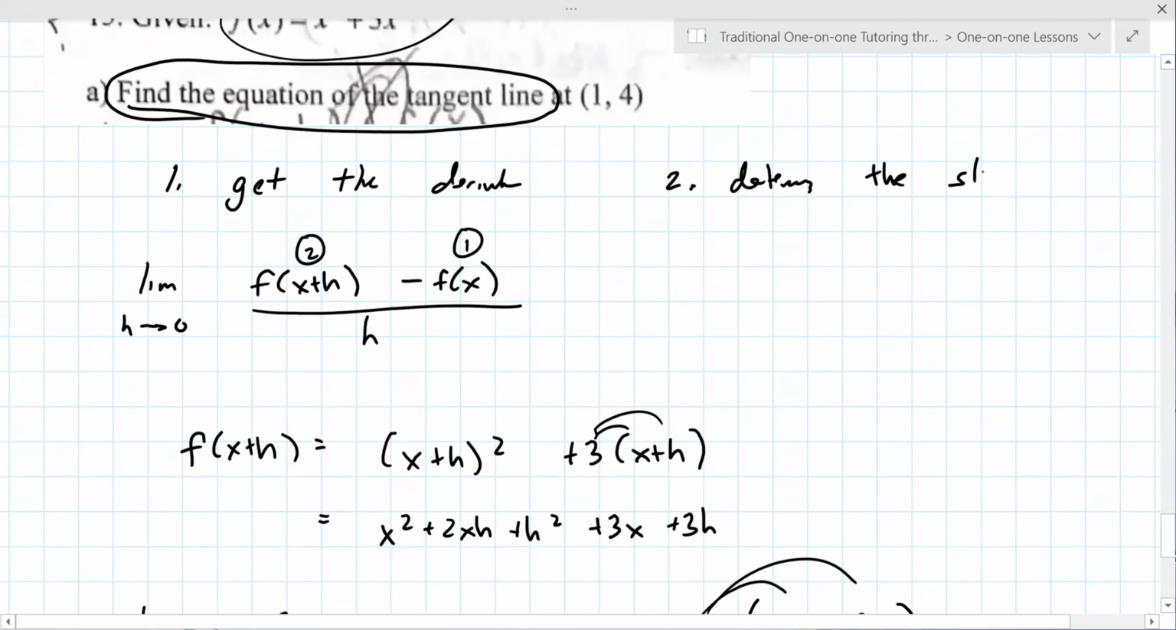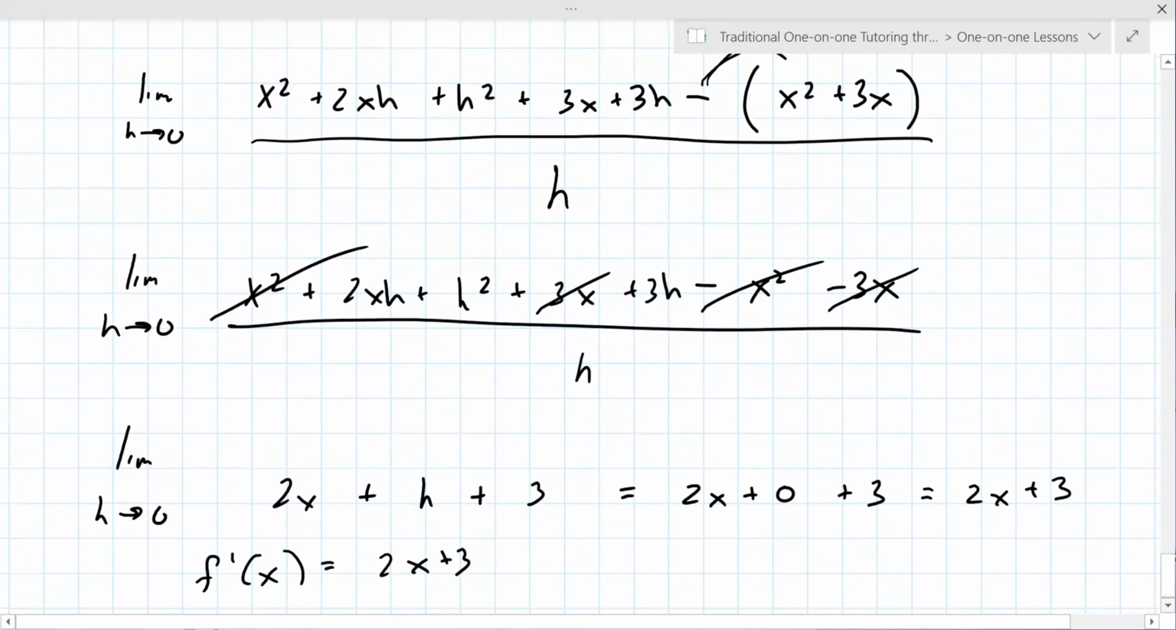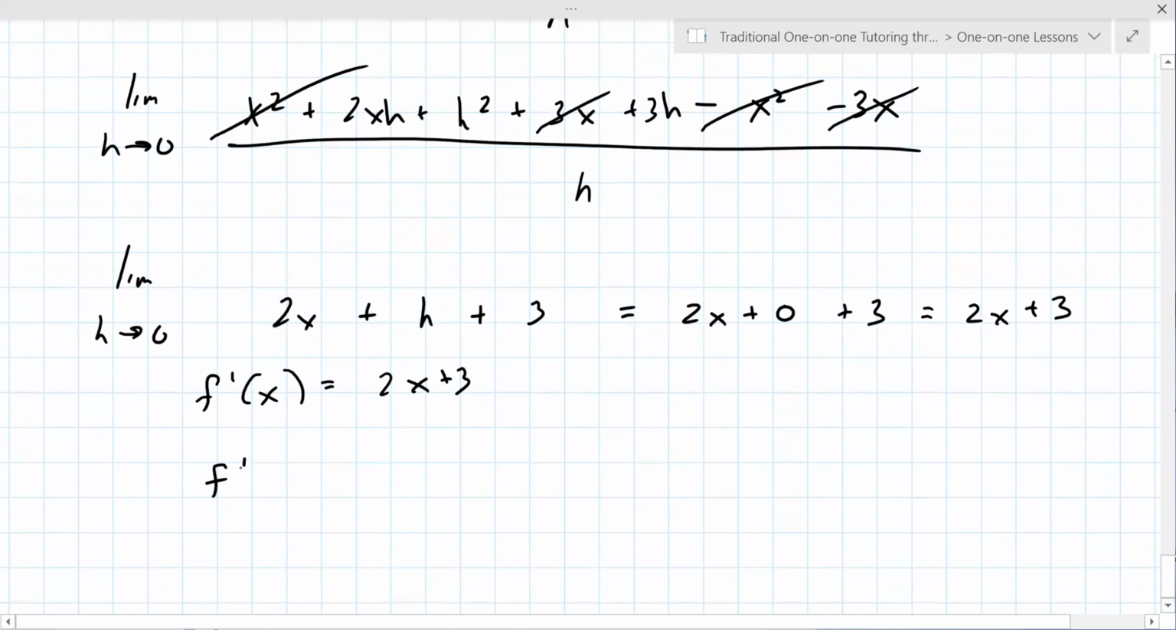And the slope is the derivative at a point. So your x value, that's why it's at x equals 1. So we have to evaluate your derivative function down here, 2x plus 3. We need f prime of 1. So 2 times 1 plus 3, which is 5.